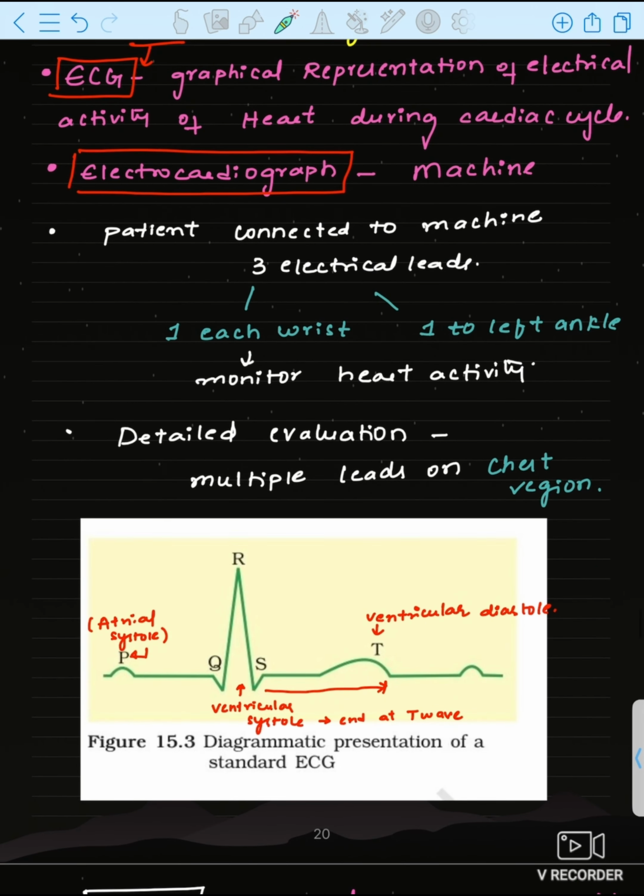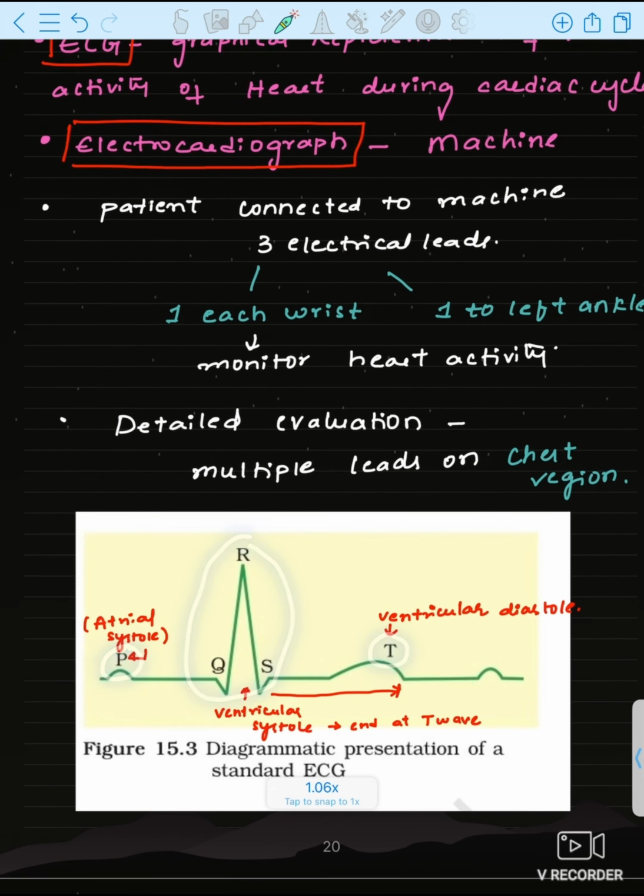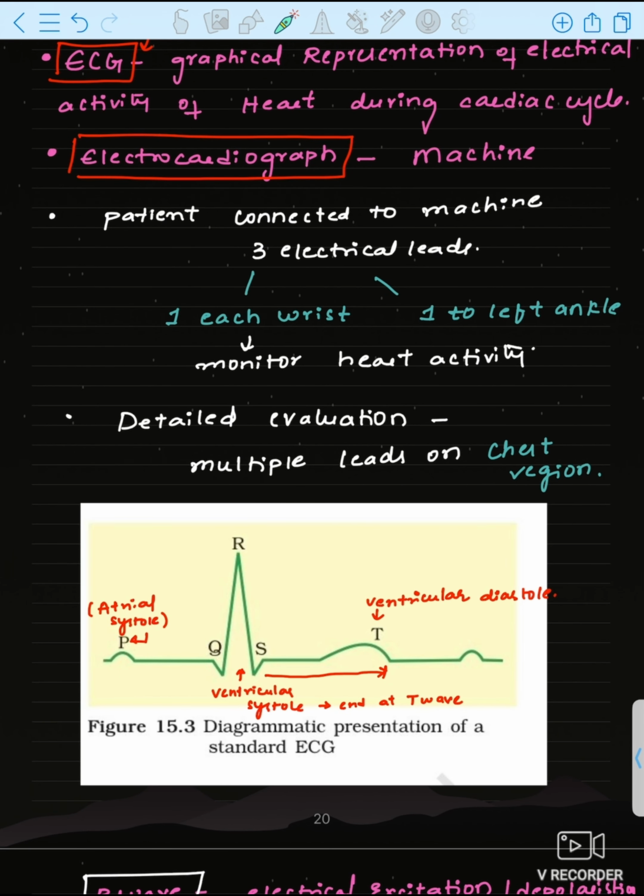See, this is the diagrammatic presentation of the ECG. It includes 3 parts: P wave, QRS complex and T wave. In this only I have explained everything. See, the P wave represents atrial systole, which happens first. P wave means atrial systole. And QRS complex means ventricular systole will occur.